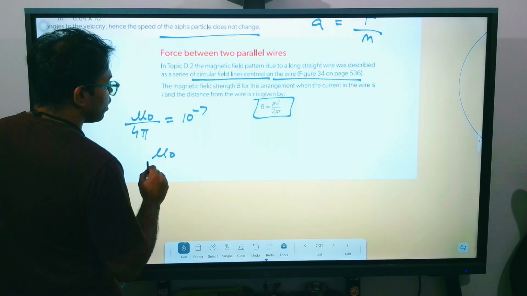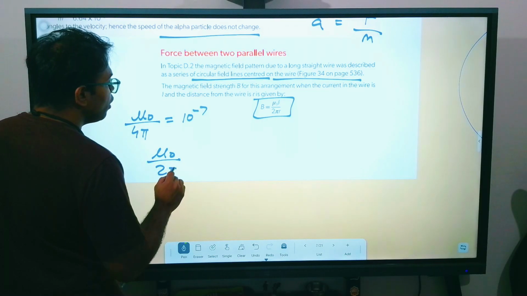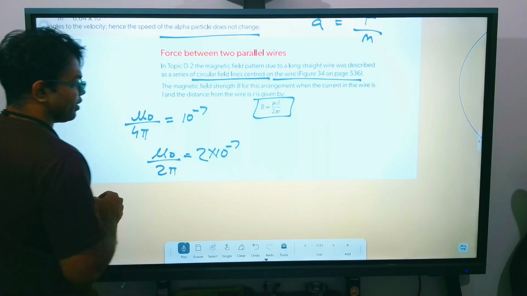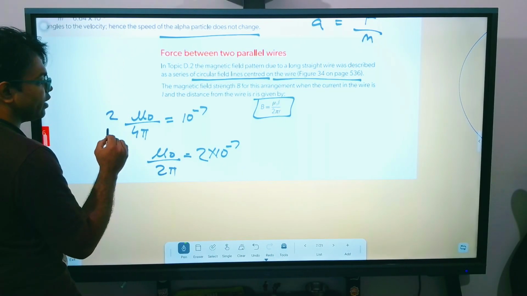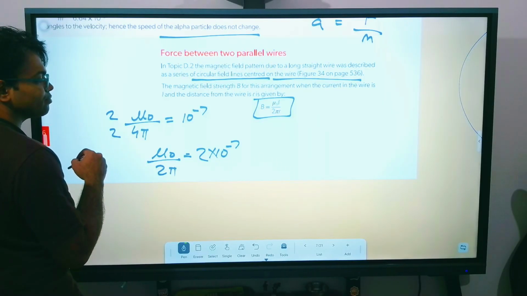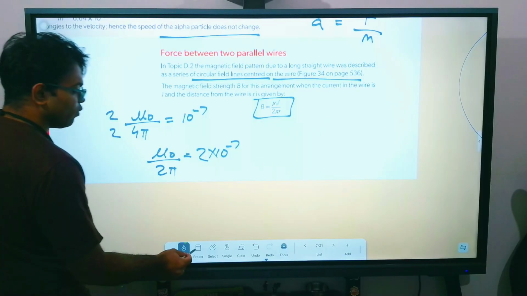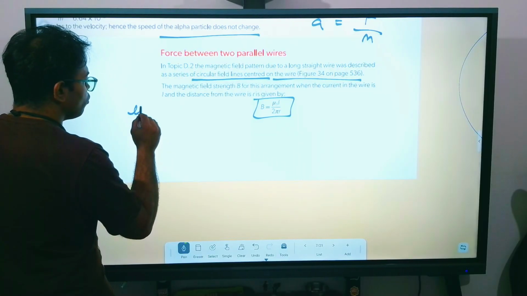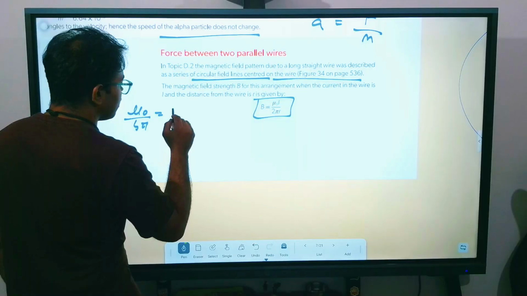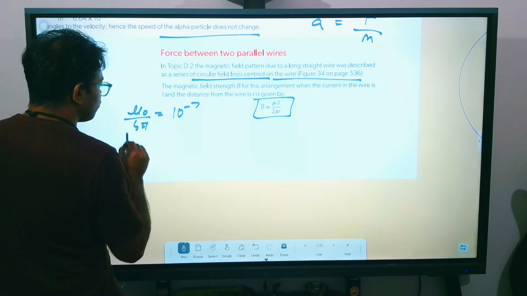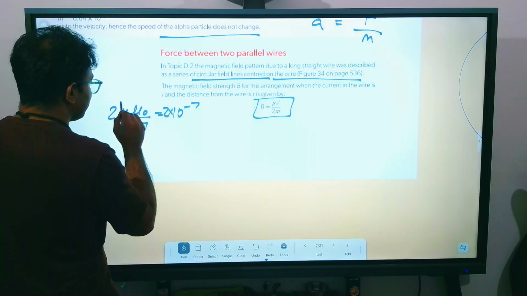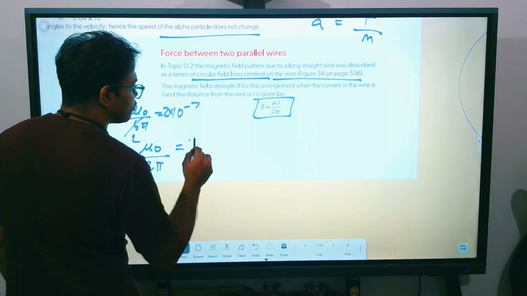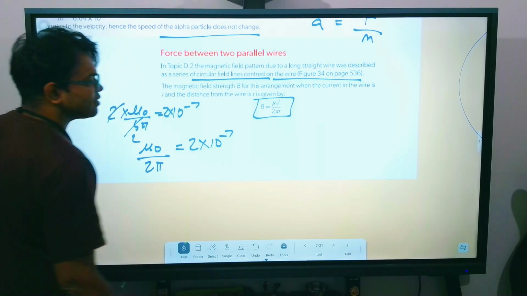So mu naught upon 2 pi will become equal to what? 2 into 10 to the power of minus 7. Because if you multiply a 2 here and a 2 here... No, wait, hold on. Sorry. Mu naught upon 4 pi is equal to 10 to the power of minus 7. So if you multiply 2 on both sides, what do you get? Mu naught upon 2 pi is equal to 2 into 10 to the power of minus 7. Clear?